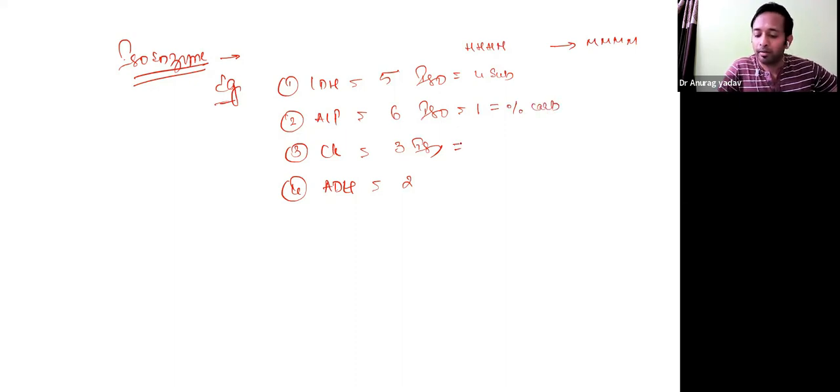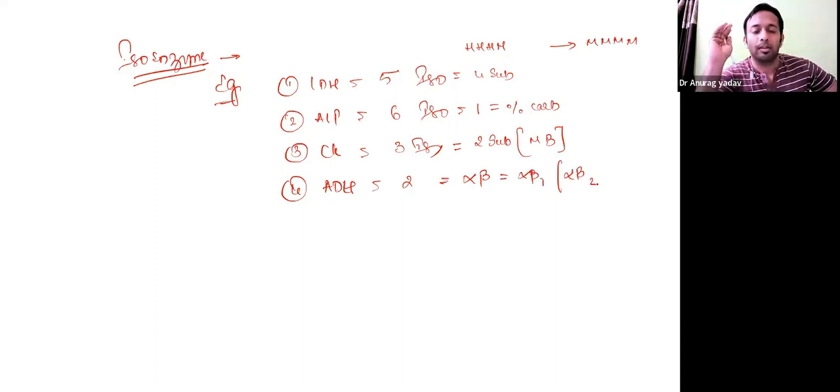CK has how many subunits? 2 subunits. Either they are made up of M or B, or it's a combination of M and B. ADH contains alpha and beta; they are either alpha beta 1 or alpha beta 2. So this is about the isoenzymes. And also you should know their significance.